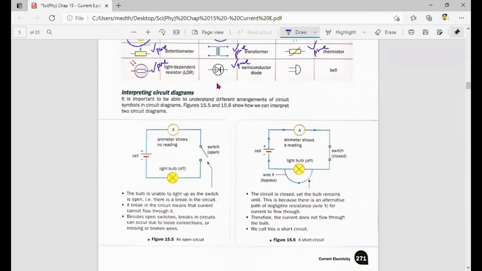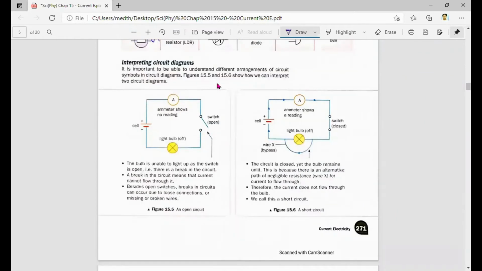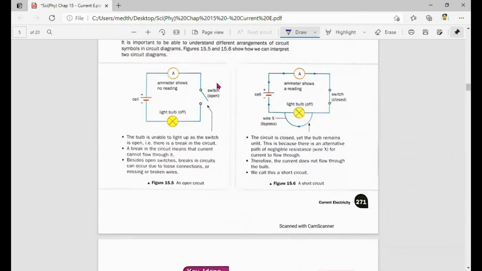Interpreting circuit diagrams. Okay, now under this part here, I need you to be aware. It may look very simple. It is simple, but there is a concept here that I need you to understand. So for switch here, generally when the switch is open, it breaks the circuit. It means that current cannot flow through it. So that's what the switch does. So sometimes breaking a circuit can occur due to loose connection, missing or broken wires. This one, okay lah, good to know lah.